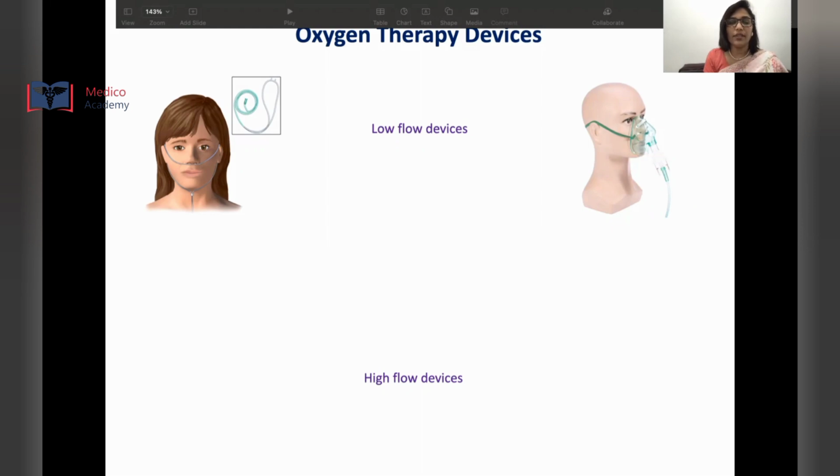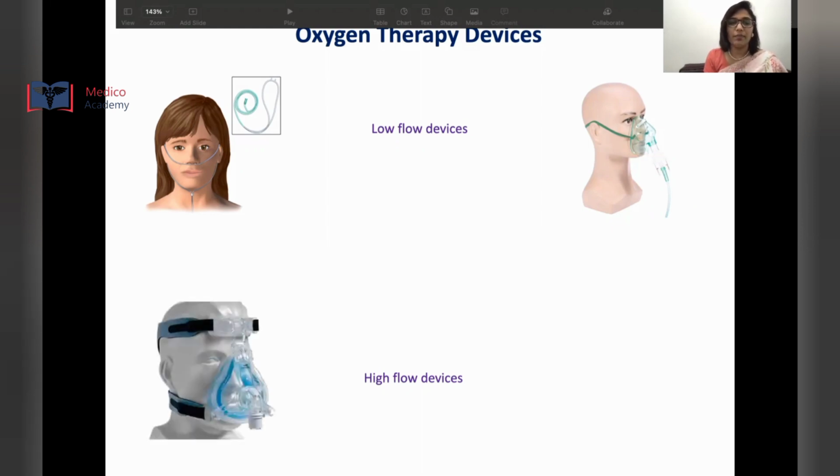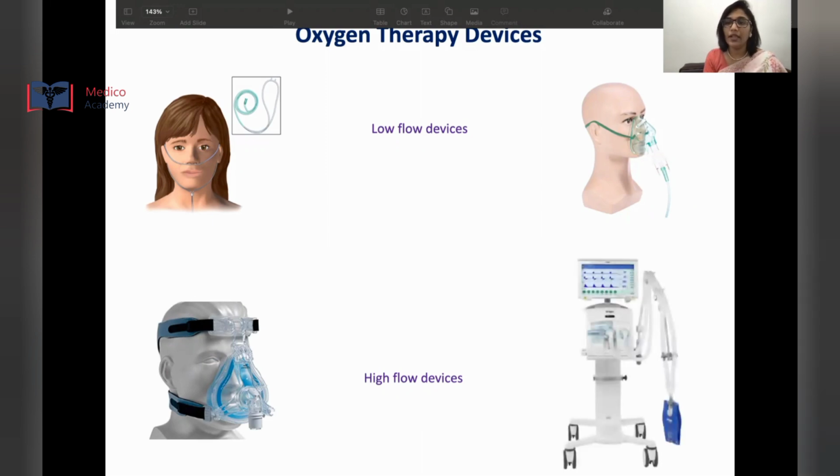The other kind of devices are high flow devices, and the examples would be non-invasive ventilation, where we use a tight fitting face mask and connect to a mechanical ventilator, and the usual invasive mechanical ventilator, where the patient is intubated and mechanically ventilated. In these high flow devices, rates as high as up to 200 liters per minute are used. If you check the flows in a ventilator, you can always see that it flows from 60 liters per minute to a maximum of 200 liters per minute in most ventilators.